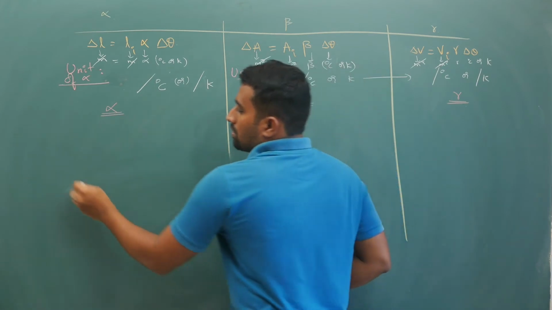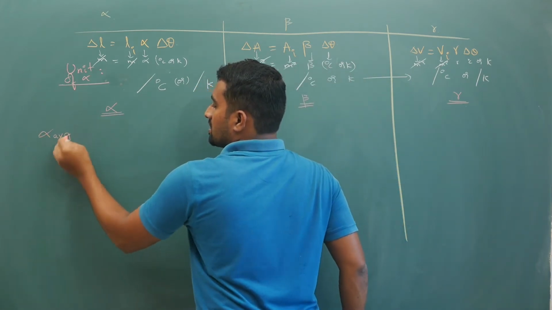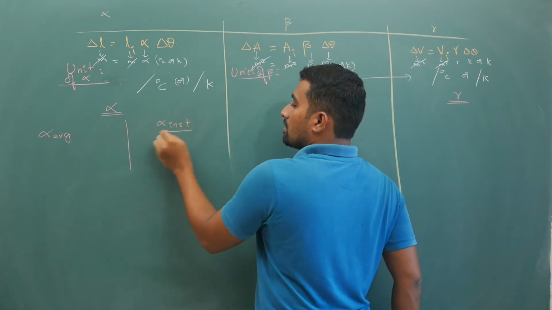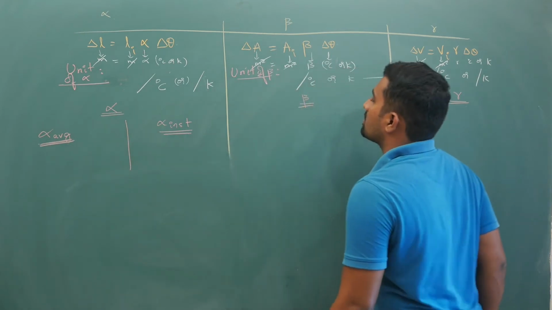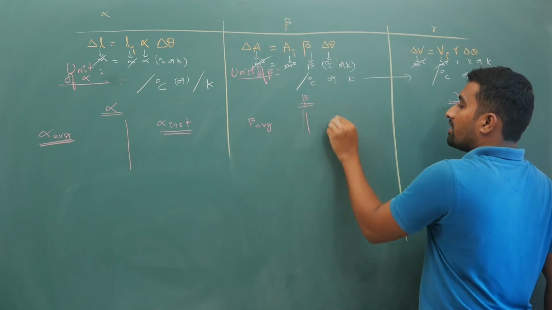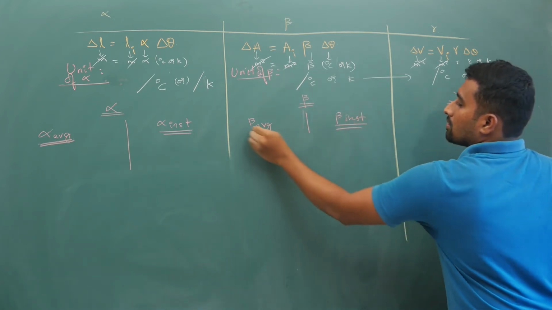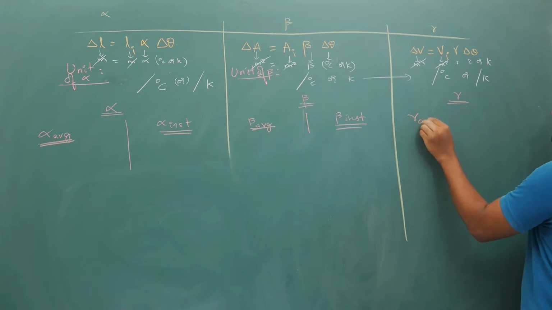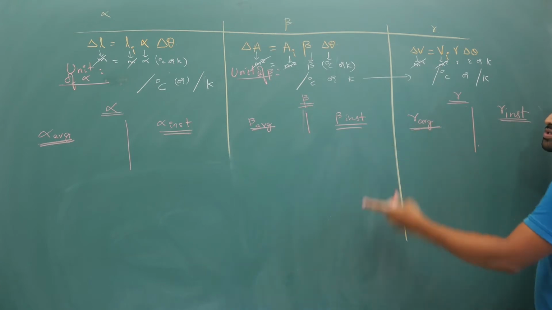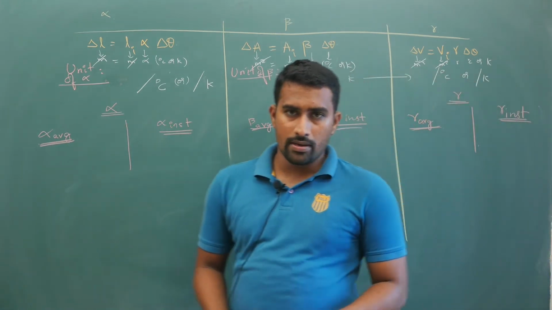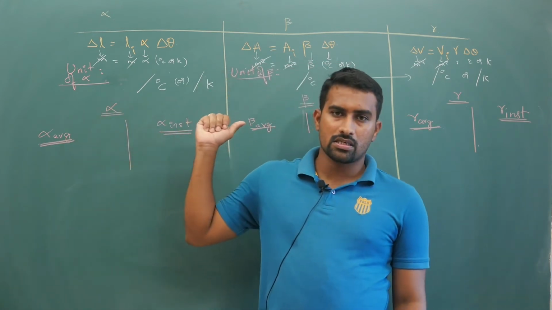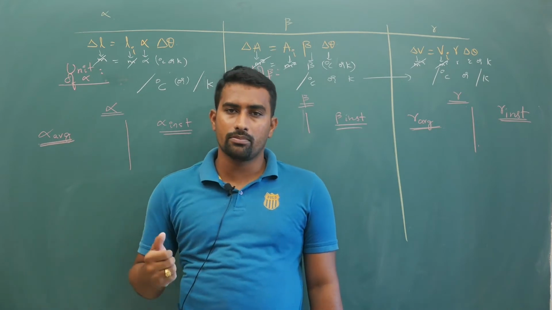So now I will define alpha average here, and alpha instantaneous here. Here I will define beta average and beta instantaneous, and here gamma average and gamma instantaneous. When to use which value, I will tell you. Do not worry, but remember for now that your coefficient of expansion also depends on your temperature.